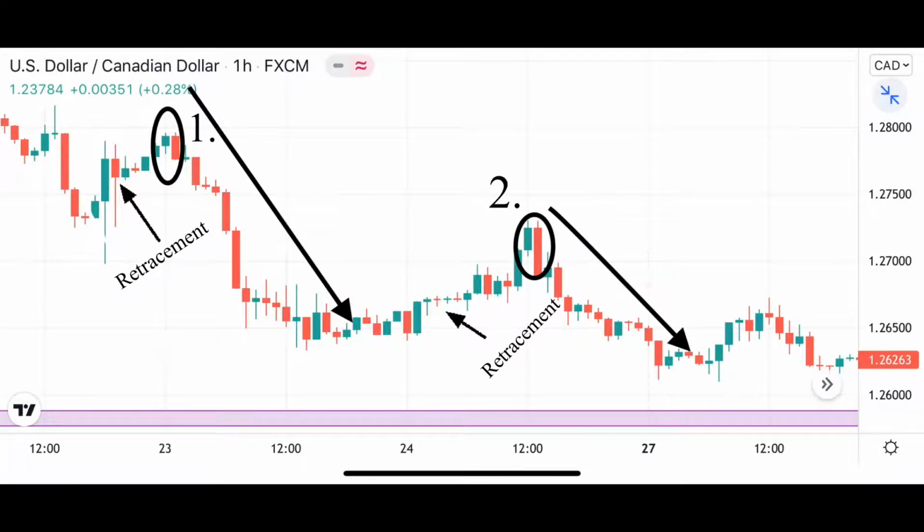So the psychology behind this candlestick pattern formation is that the bulls represented by the green candlestick, or the buyers, were in control, but now have been engulfed by the sellers. So now the sellers are in control, represented by the red candlestick.